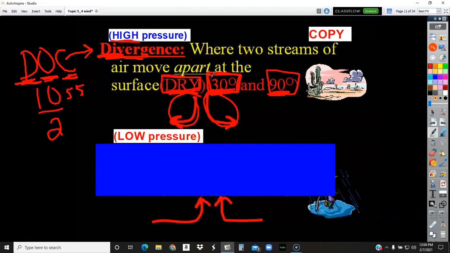They're there because those areas are divergent zones. They are high pressure dry zones where the air is constantly sinking and diverging, moving apart from one another to create dry climates. All right.